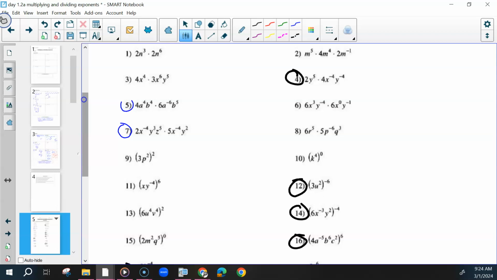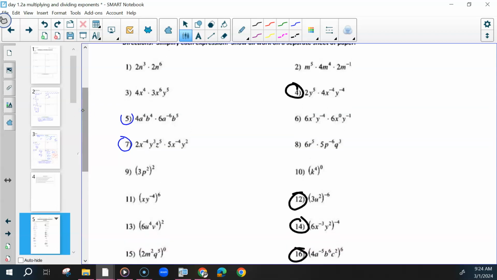Alright, if we have others after this, we can add those on. Starting with number 4. If you have just numbers outside, you're going to just multiply those. So 2 times 4 would give us 8. We have like bases for our y, but not for the x, so I'm just going to write x to the negative 4. If I added my exponents, this would give me y to the first. And then the 8 would come down because it has a negative. You can put y to the first, but you don't need it. But 8y over x to the 4th would be your final answer there.